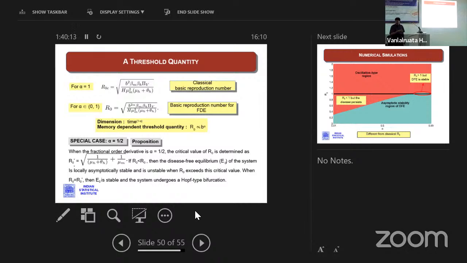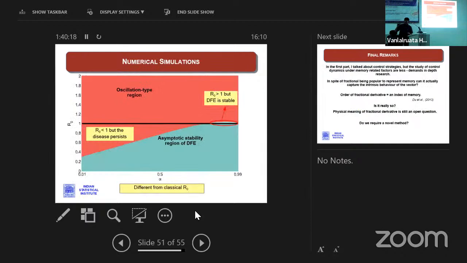So this is my last part. If you remember what I told you, in classical epidemiological theory, if R0 is less than 1, the disease does not spread. If R0 is greater than 1, the disease spreads. But here, as you see, this red region is where R0 equals 1. This is my stable region, and this is my oscillatory region. This portion is R0 less than 1, but the disease persists. And this portion is R0 greater than 1, but the disease dies out. So the basic theory of classical epidemiology, that R0 determines the outcome, is not true for the fractional case.